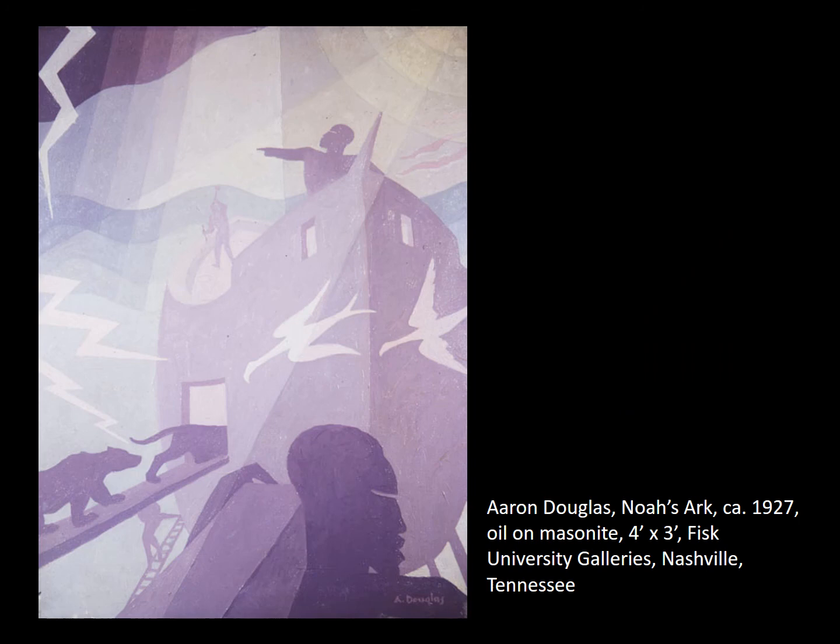So this is one of the images on the inside of the book, one of the paintings he does. He did each of the paintings in 2 separate versions, one in gouache and then one in oil on masonite. So this is sort of one of the later versions, and it is a scene of Noah's Ark.